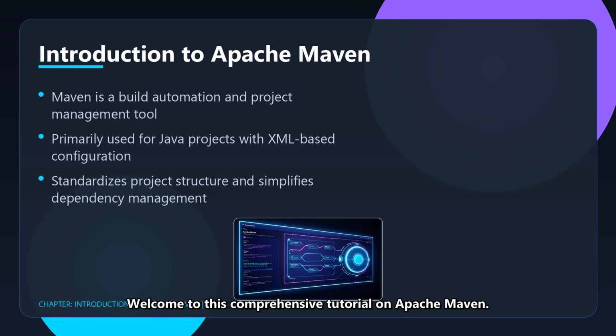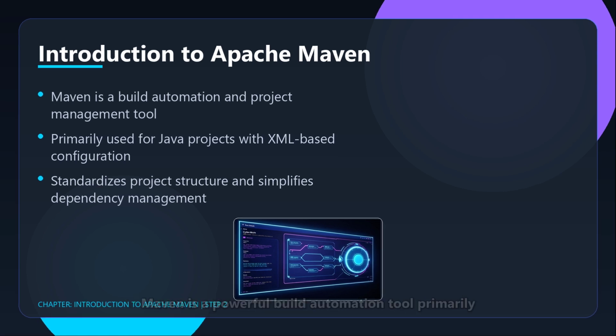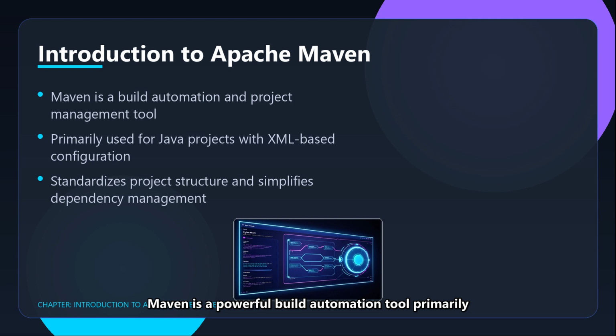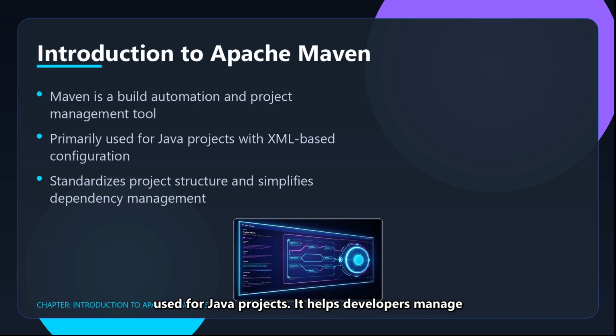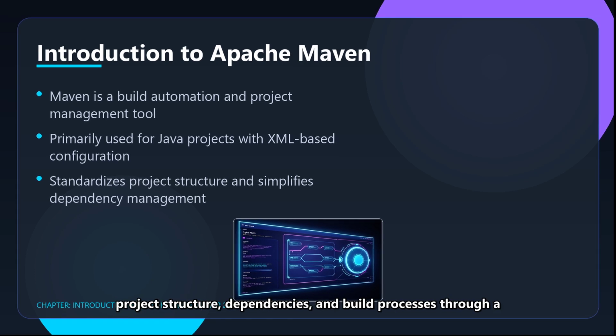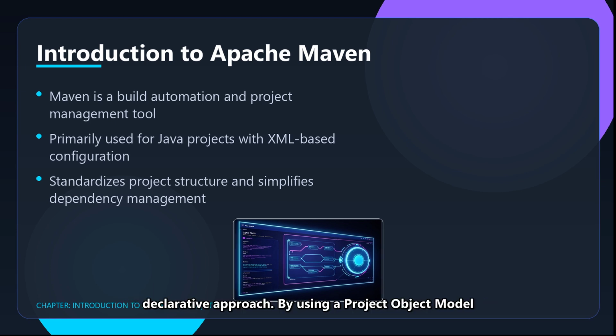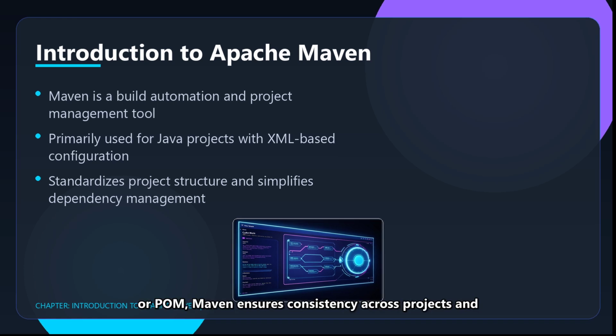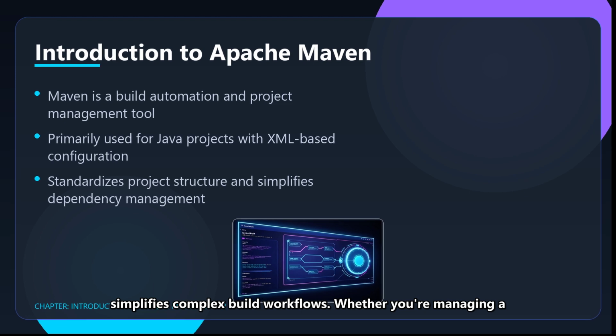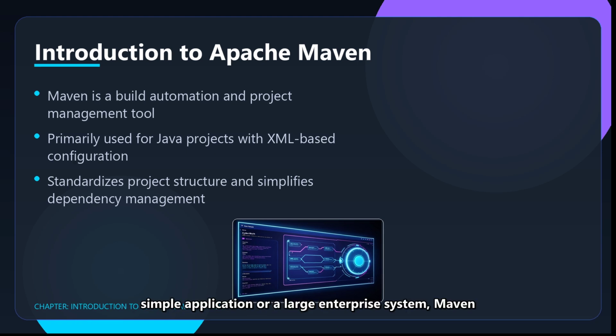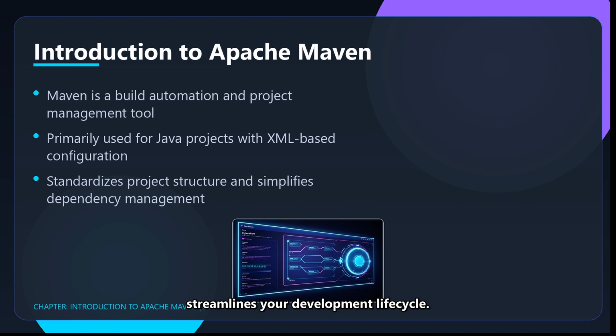Welcome to this comprehensive tutorial on Apache Maven. Maven is a powerful build automation tool primarily used for Java projects. It helps developers manage project structure, dependencies, and build processes through a declarative approach. By using a project object model or POM, Maven ensures consistency across projects and simplifies complex build workflows. Whether you're managing a simple application or a large enterprise system, Maven streamlines your development lifecycle.